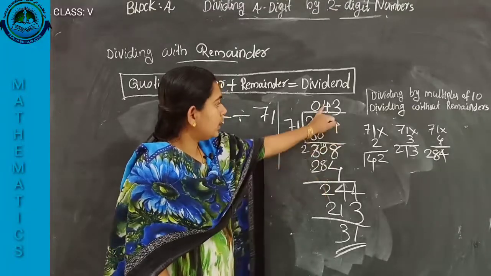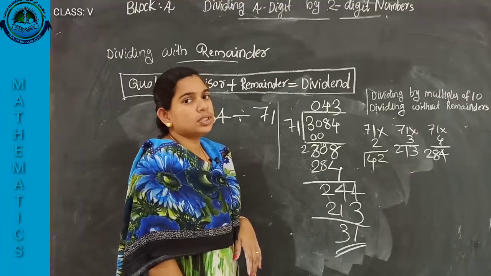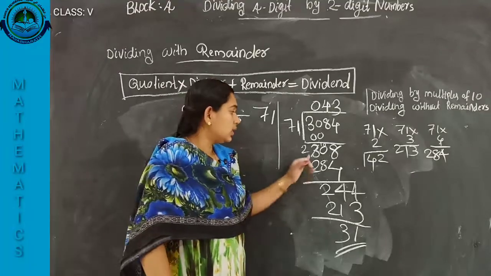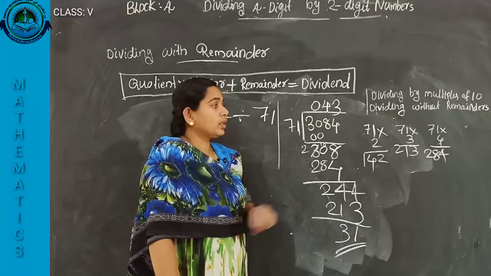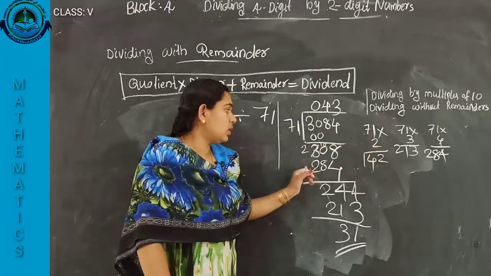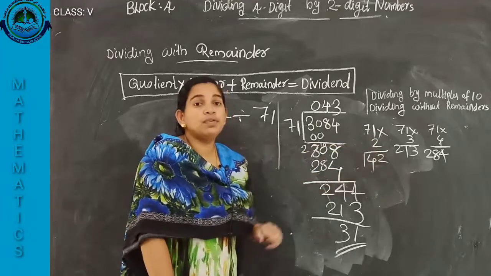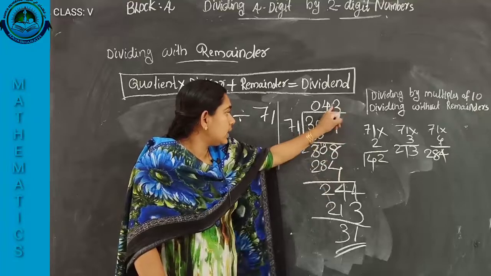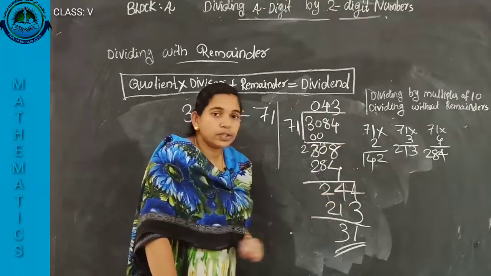Okay. Then the next number. More than 308 is 355 there. You check it. 71 into 5. 7 into 5, 35. So 350 something you will get. So I am choosing 4 here. Okay. Then after subtracting we will get 24. 24, next digit is 4.